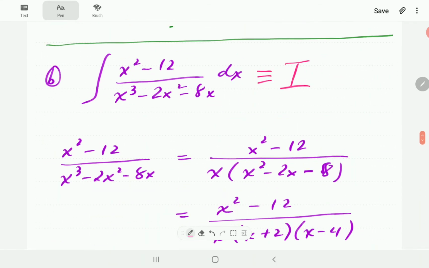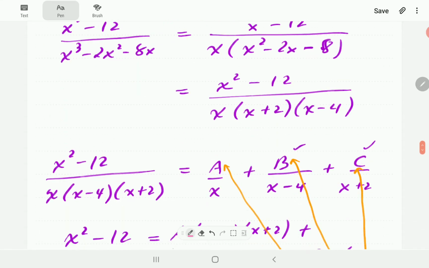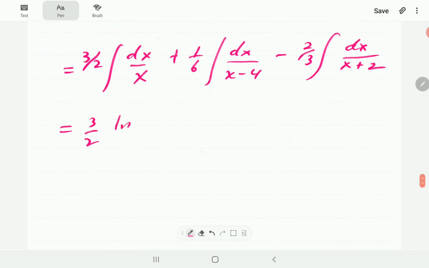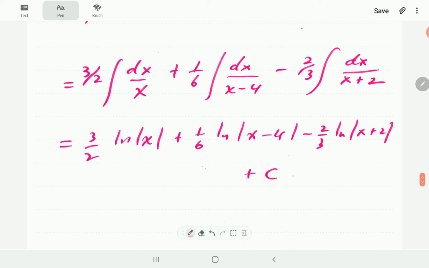So if you want to recall, we had this formula here that we use. So always divide by the coefficient of x. So in all these cases that is 1. So this is just going to be ln of magnitude of x plus 1 over 6 ln magnitude of x minus 4 minus 2/3 ln of magnitude of x plus 2, and then this is going to be plus c.